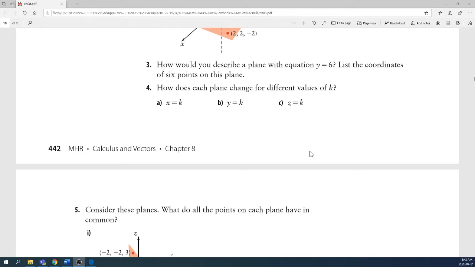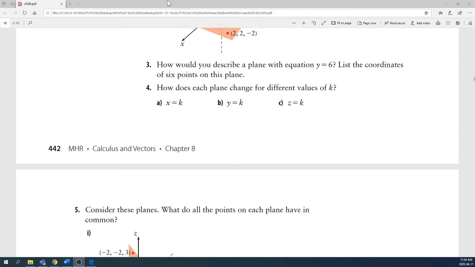Number 3, how would you describe a plane with an equation y is equal to 6? Okay, so same idea. If you have y is equal to 6, that means every single point on the plane, and there are infinitely many points, they all have to have the y value of 6. The x and z values can be different, but that's beside the point. So to list the coordinates of 6 points on the plane, you can come up with any value for x and z and just make sure that the y value is always 6.